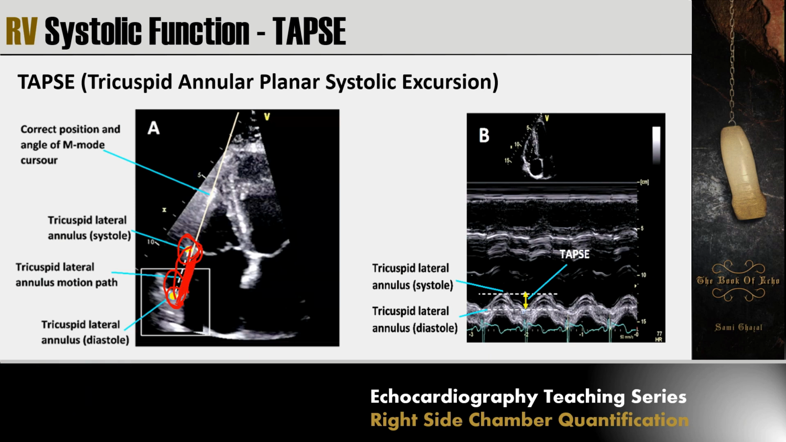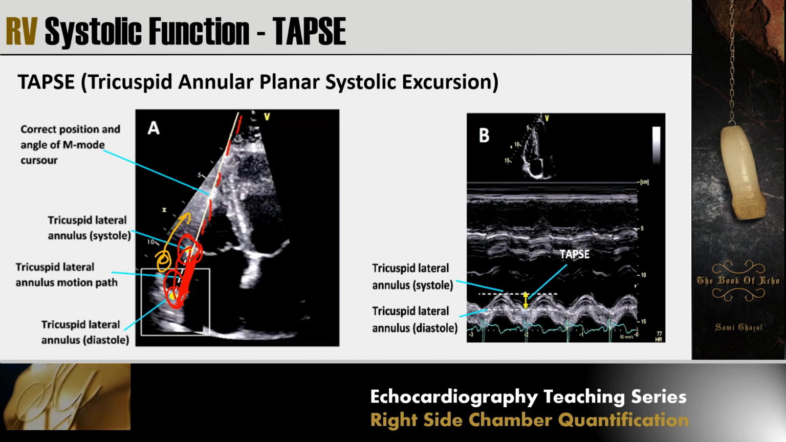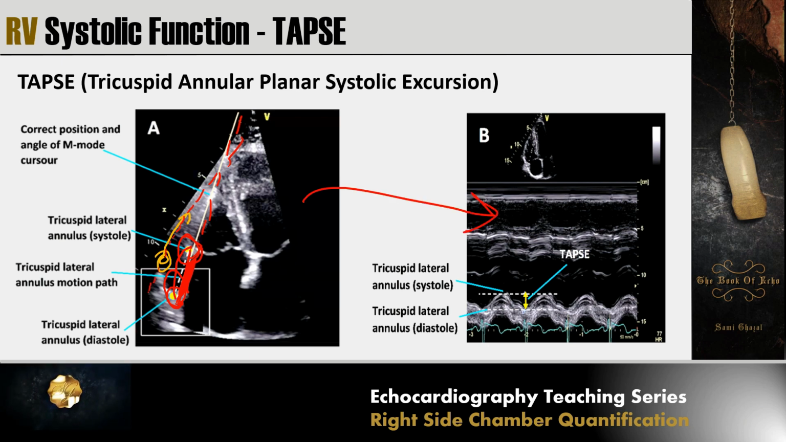We do this by aligning our M-mode cursor along the pathway of this lateral annulus. So let's assume the lateral annulus is somewhere here and traveled like this, we have to align our M-mode cursor along the direction of this lateral annulus, and we plot it in M-mode here. The way to measure it is we measure a vertical line between this diastolic position of the annulus and all the way to the systolic position of the annulus. It's a vertical line, so we measure the distance from here to here, like this.